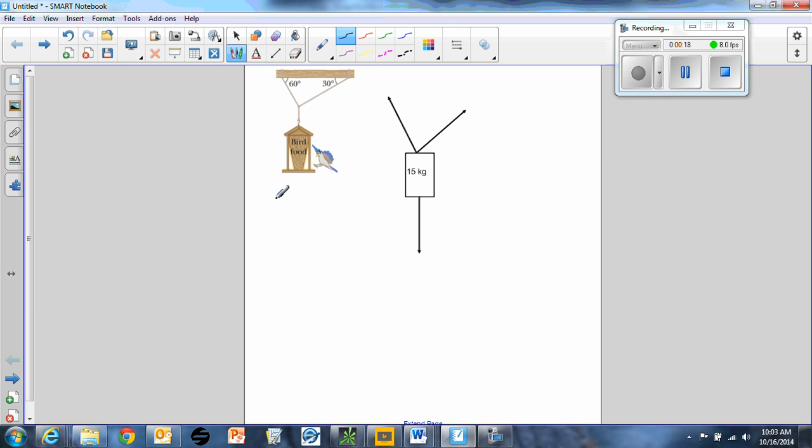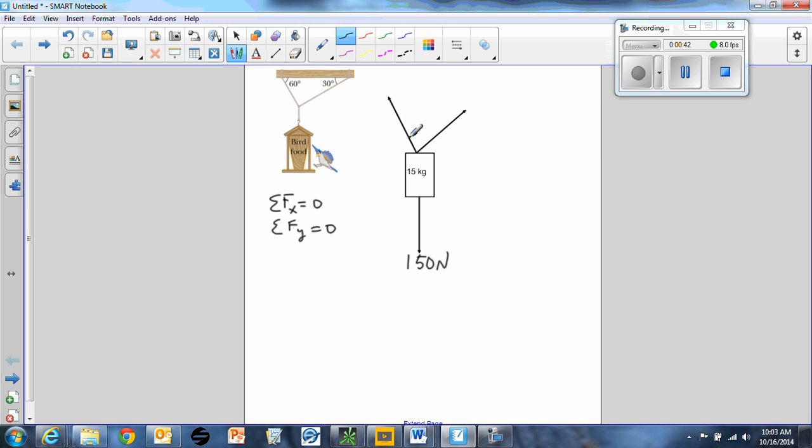So basically, for something not to move, the sum of the x forces has to equal 0, and the sum of the y forces has to equal 0. That means the right x's have to equal the left x's, the up y's have to equal the down y's, and so on and so forth. Well, we already know this is a 150 Newton birdhouse because it's 15 kilograms.